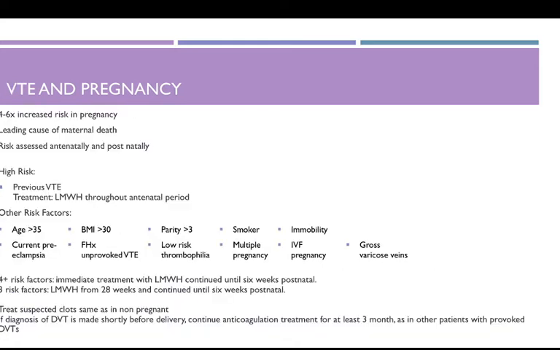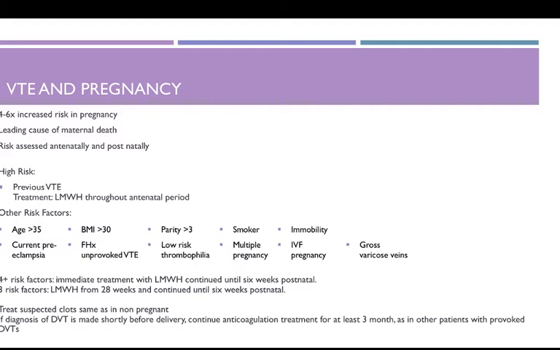Okay, so VTE in pregnancy. In pregnancy, you have a 4 to 6 times increased risk of developing venous thromboembolisms. It's the leading cause of maternal death, and for this reason, it's really important to risk assess antenatally and postnatally. If you're at high risk, i.e. if you've had a previous venous thromboembolism, you would need treatment, so low molecular weight heparin throughout the antenatal period.